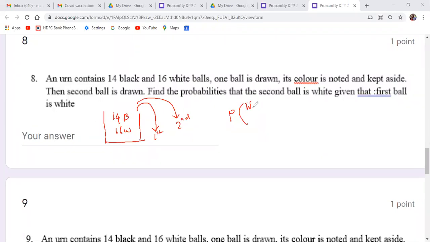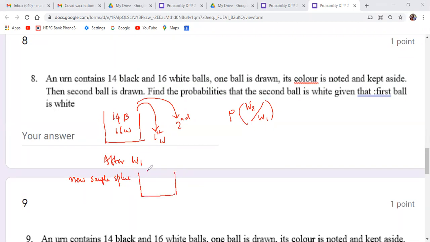W for white, 2 for the second ball, given that the first ball is white, W1. So you have to ask the question after W1 has happened. That means the first is white. What is the new sample space? It will be 14 black, 15 white. You will draw the new sample space.